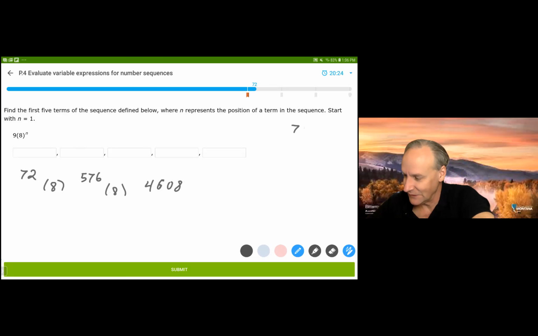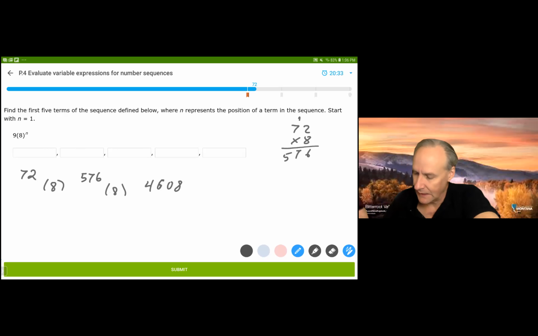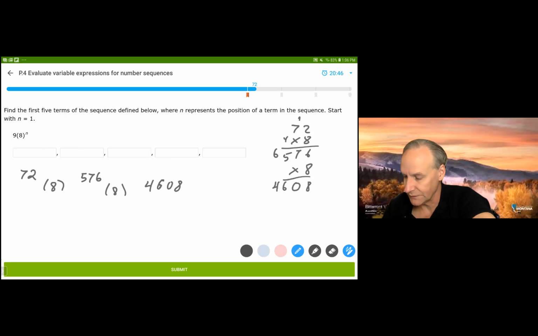So I'm going to take the 72 times 8. And of course, I'm going to have the 6 and the 1, and that's going to be 576. 56 plus 1 is 57. Then I'm going to multiply that by 8, and I'm going to have 8 and carry the 4. And 56 and 4 makes a 0. And we have an extra 6. And 40 and 6 makes 4608.